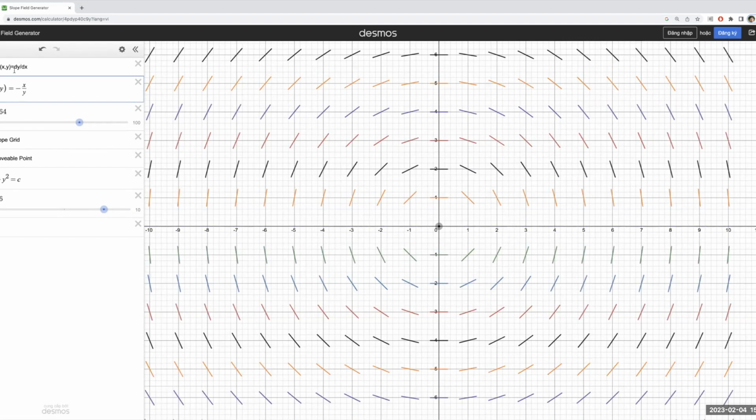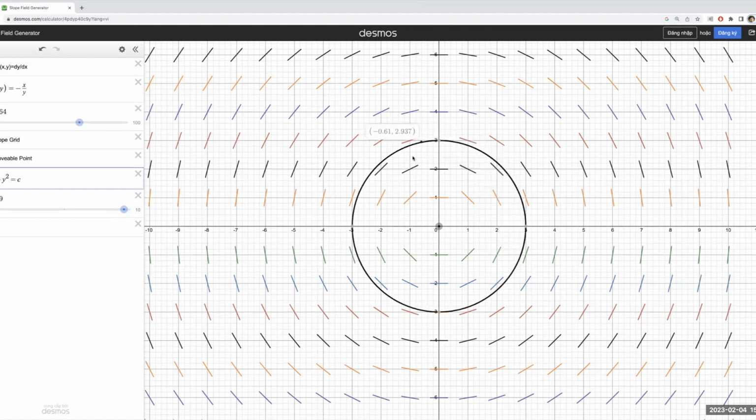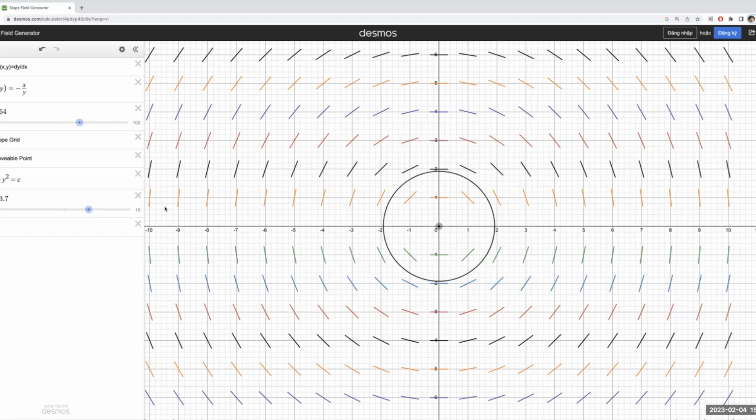So dy/dx equals negative x over y. Here's what the slope field looks like. So looking at this, what do you think the solutions are? What shape? If you guessed circle, that is correct. So along the circle, it lies tangent to that slope field at every point, and a circle of any radius does, and that's our family of solutions.